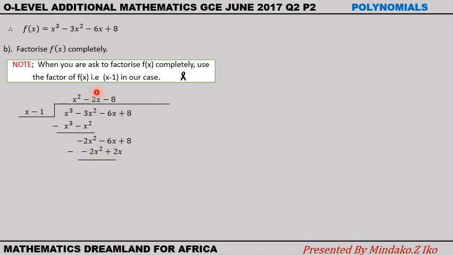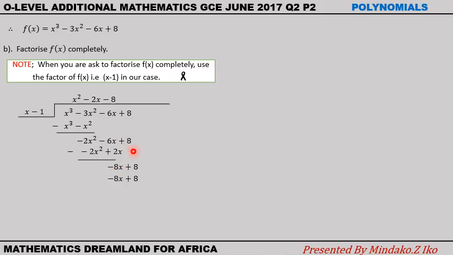Then I take the negative 2x again and multiply with this negative 1, so I'll have positive 2x. Then I subtract again. So here I'll have negative 2x minus 2x, so at the end of the day, that will give me 0. So this negative 2x squared minus 2x here will give me 0. And then this minus 6 minus 2x will give me negative 8x.